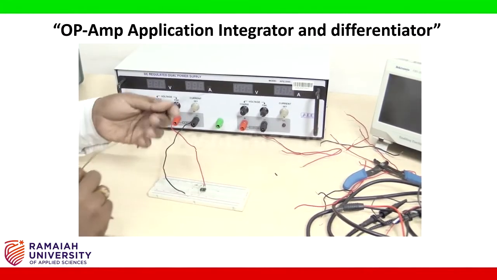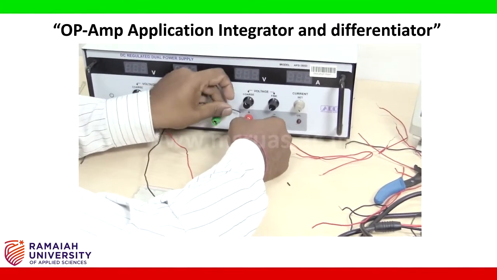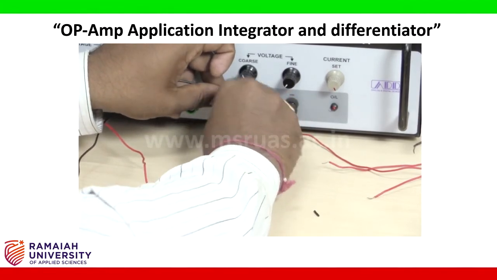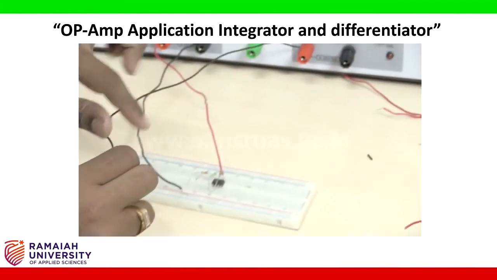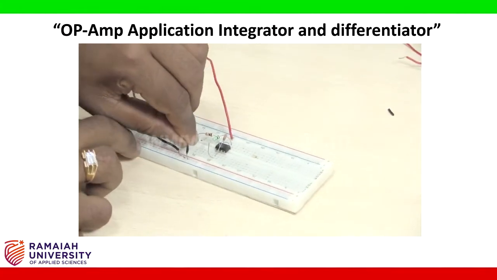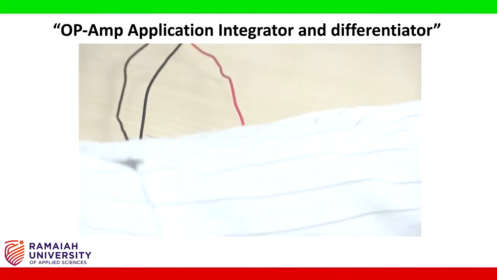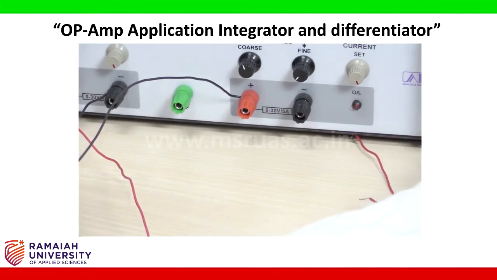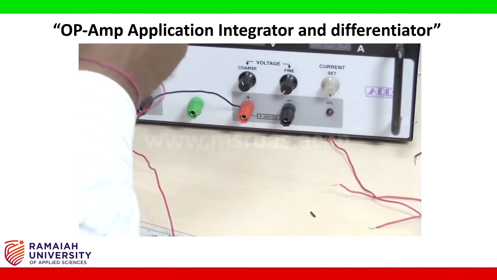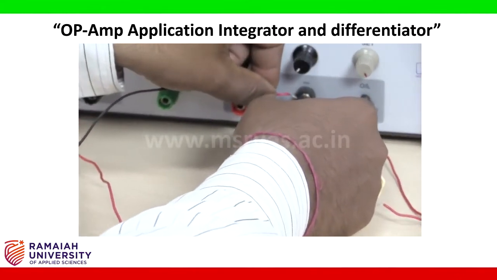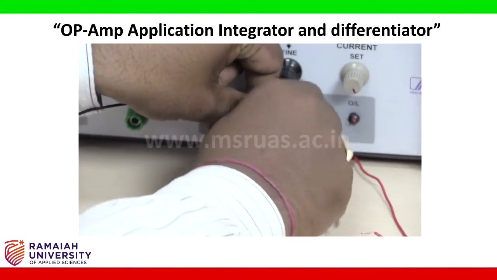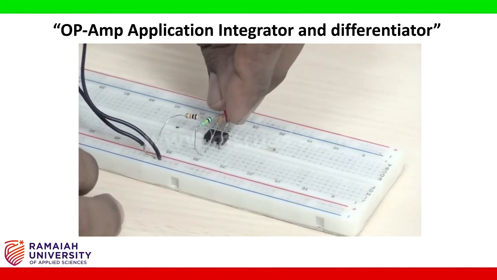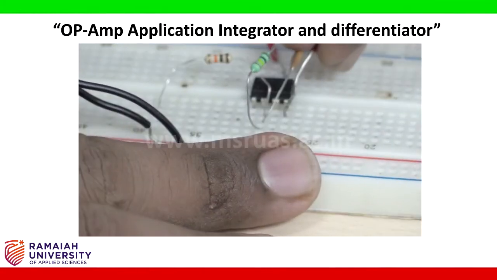Now I am taking another wire. I will connect the positive of this terminal to ground. So this is the ground connection. I am connecting to the ground. I am taking another wire. I connected this wire to pin number 4. This is pin number 4. I am connecting this terminal to pin number 4.